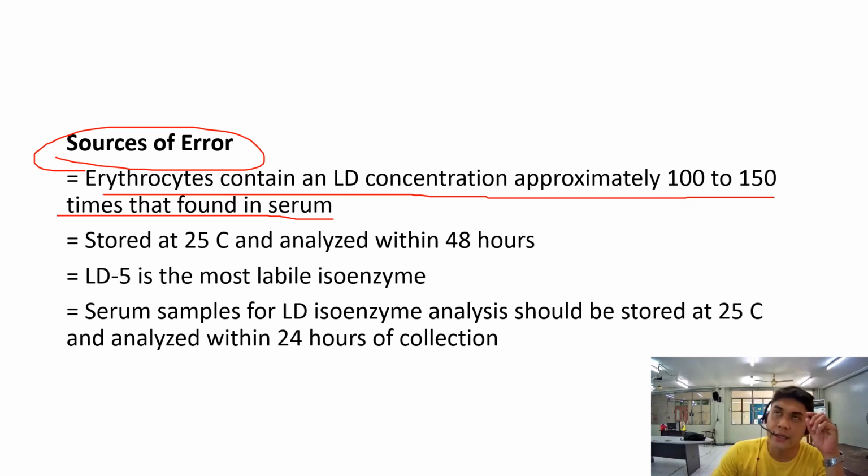Remember also, regarding the subunits of lactate dehydrogenase, for LD1, it's H only. For LD2, we have 3H and 1M. LD3, you have 2H and 2M. LD4, 1H, 3M. LD5, all M.